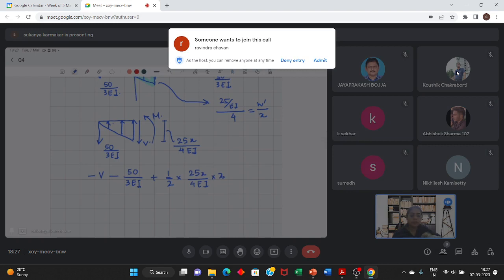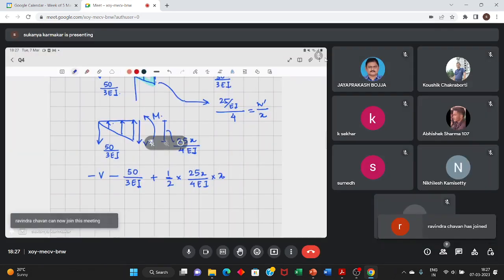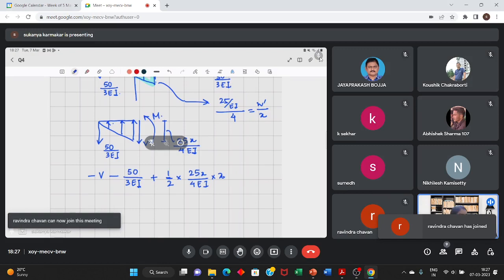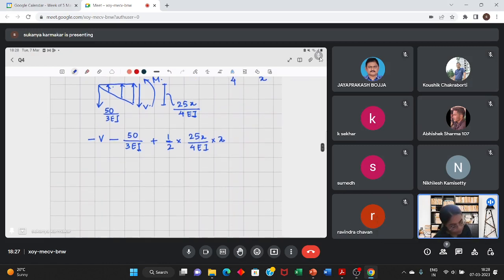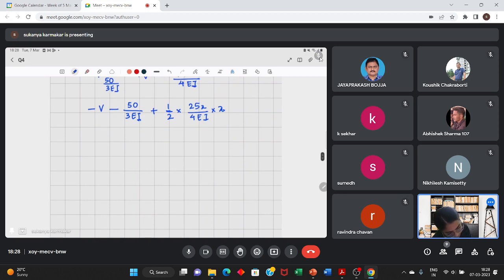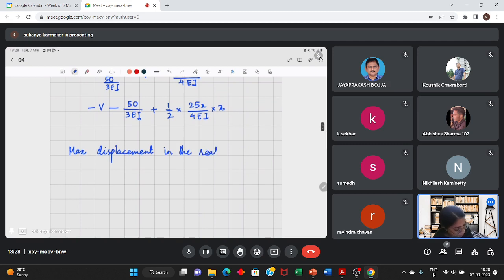And how will you get the position of maximum bending moment? That will be equal to the point where the shear force is 0. So I'm writing down this fact that maximum displacement in the real beam.